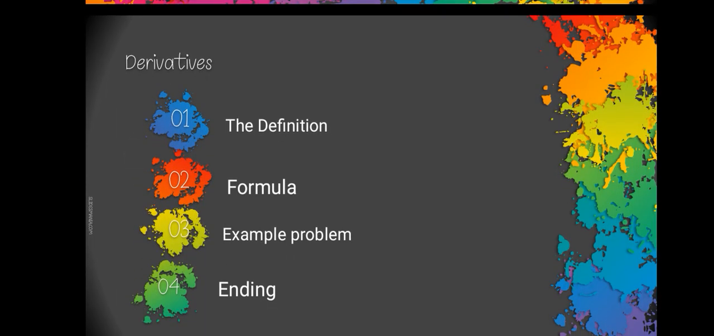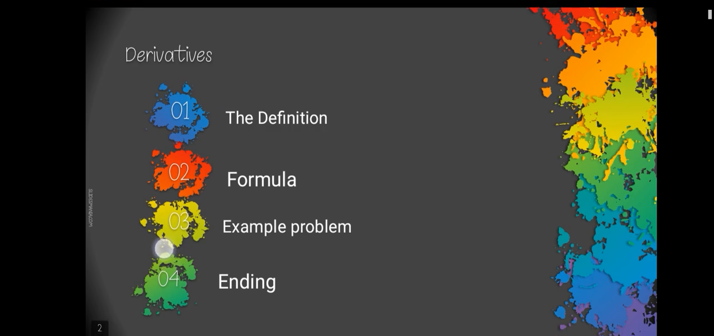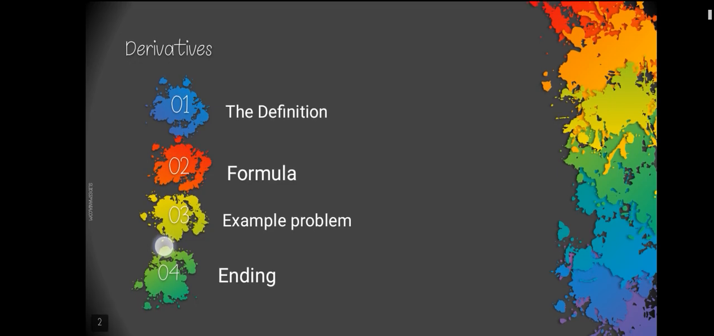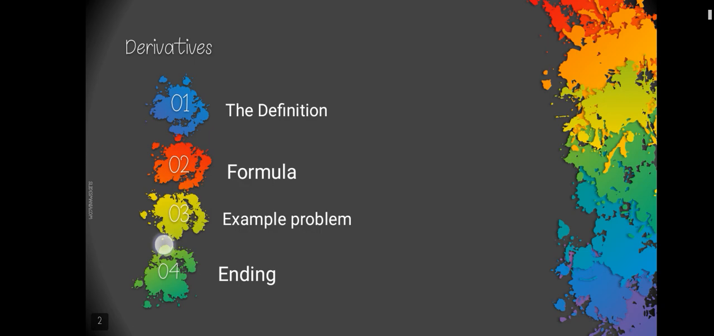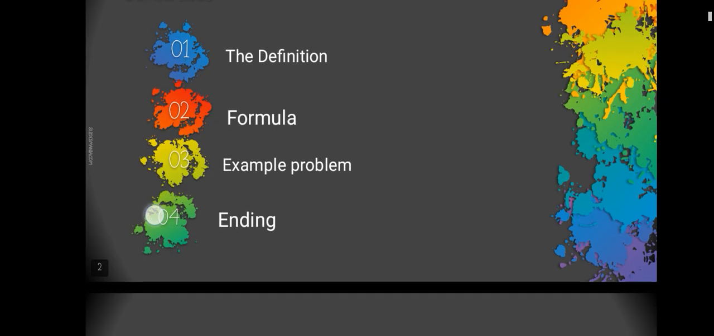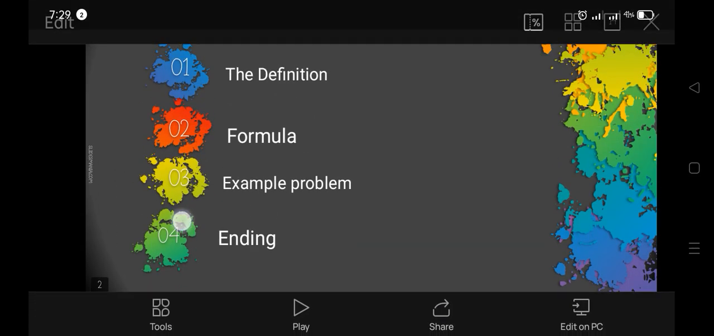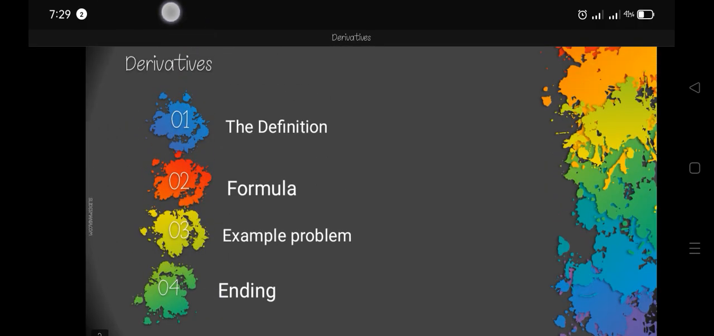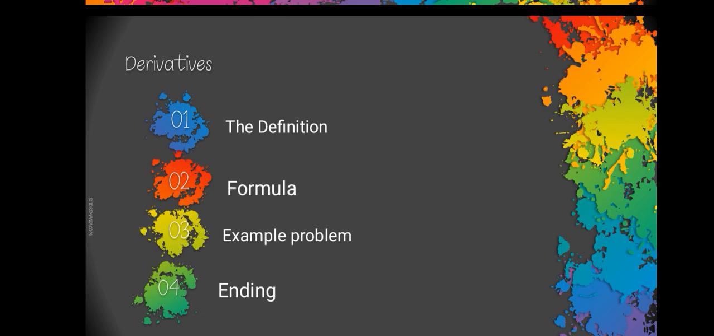So I have divided the topic today. First, I'm going to tell you about its definition. Second, I'm going to introduce you to its formula. Third, I'm going to discuss how the formula works. And the fourth one would be the ending. Before we go to the proper discussion, I am going to tell you about its fun facts.